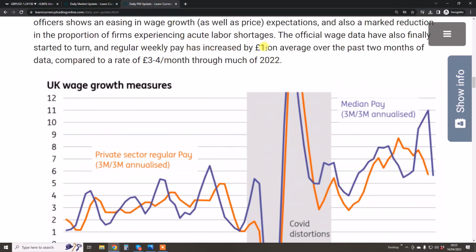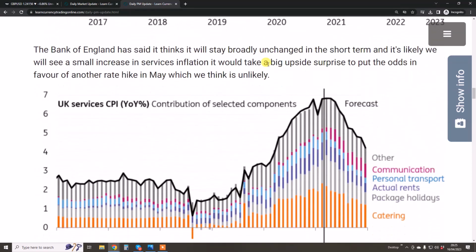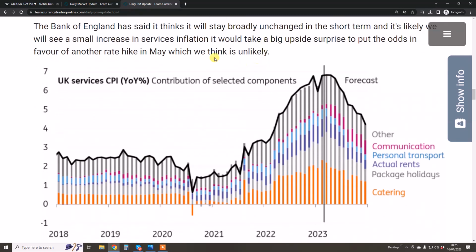Basically, regular weekly pay increased by just £1 on average over the past 2 months, compared to a rate of £3 to £4 per month through much of 2022. So wage growth is easing. That's good for inflation. We're going to get inflation as well next week.